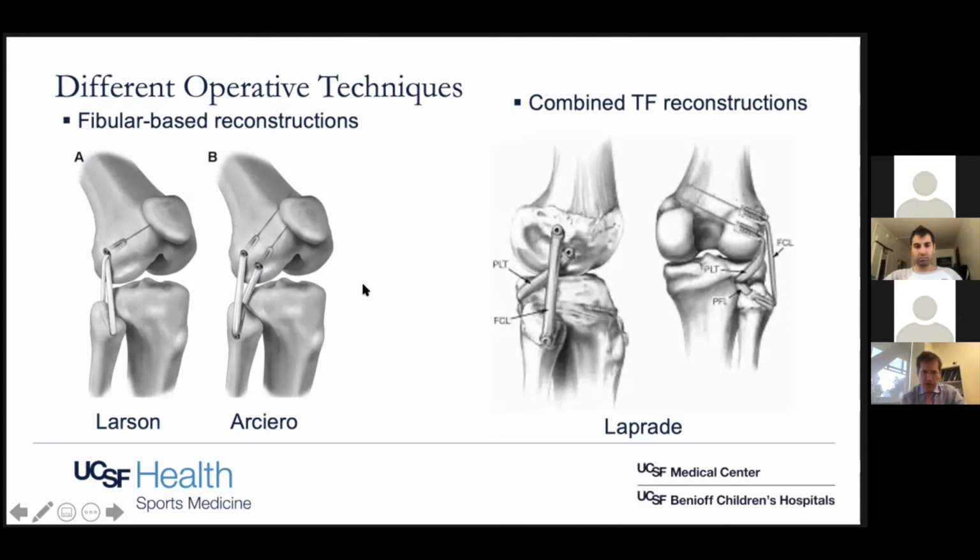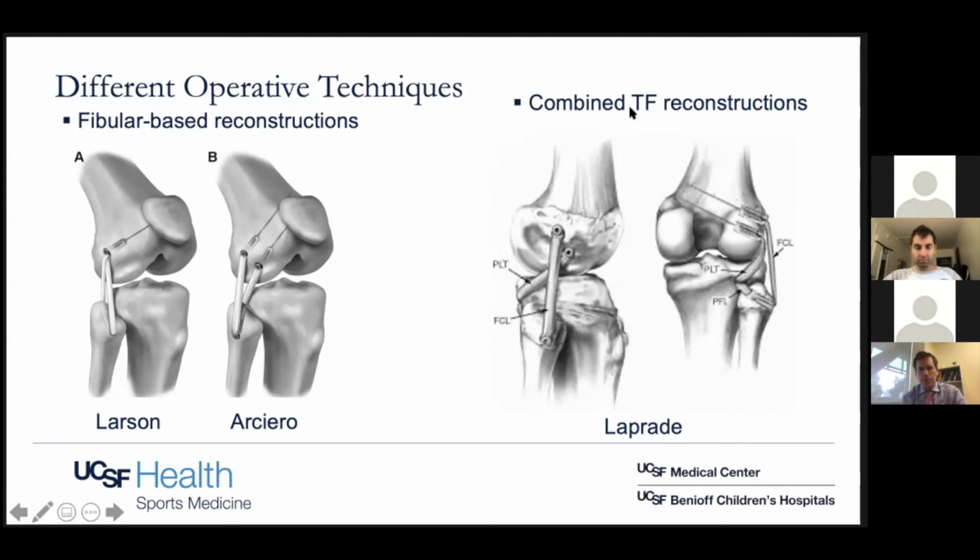The Arciero technique. So this is similar with fixation at the LCL origin on the femur, tunnel through the fibula, and then instead of sewing this limb back on itself, they'll fix this at the popliteus point on the femur. So you have 2 points on the femur and then through a single point on the fibula. And this can give you better rotational control, but still just a fibular-based reconstruction.